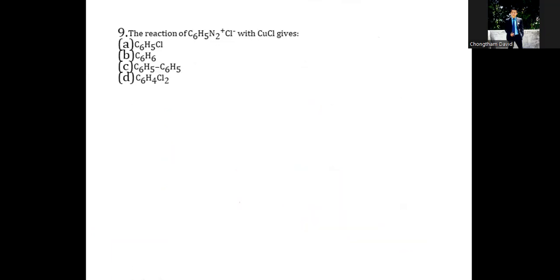Question number 9. The reaction of benzene diazonium chloride with copper chloride. This is already done before. It is your Sandmeyer reaction. Already done before. Okay, this is your benzene diazonium chloride with powdered copper chloride gives chlorobenzene. The answer is option A.